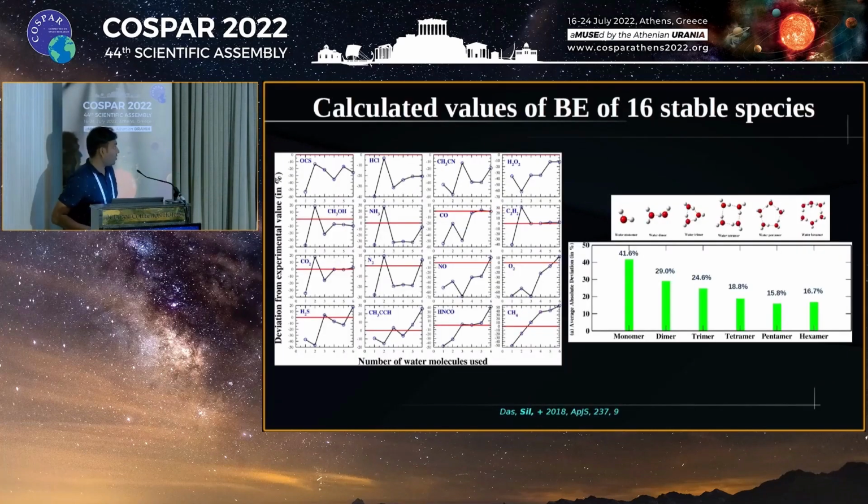In this plot, a total of 16 blocks are there for 16 stable species, and the red line indicates zero deviation from the experimental values of binding energy. The x-axis is the increasing cluster size, and the binding energy deviation is decreasing. For cluster sizes 5 and 6, the deviation is down to 15.8% to 16.7%. We can see that with increasing cluster size, the deviation from the experimental binding energy is decreasing.